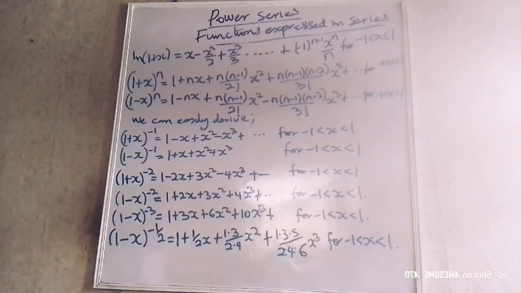For 1 minus x raised to the power minus half, this one is also very useful. We are going to have 1 plus half x plus 1 times 3 over 2 times 4x squared plus 1 times 3 times 5 over 2 times 4 times 6x cubed, and it continues like that.